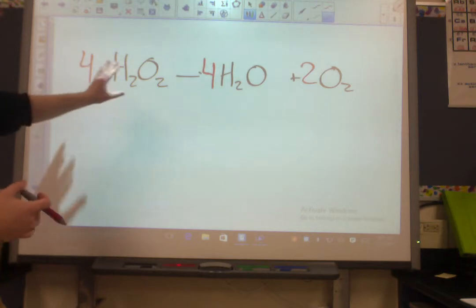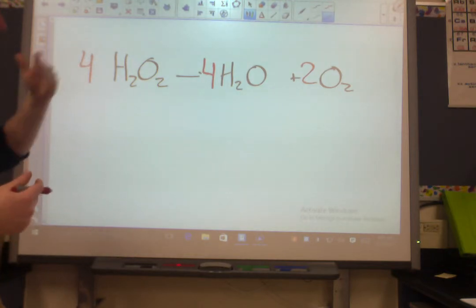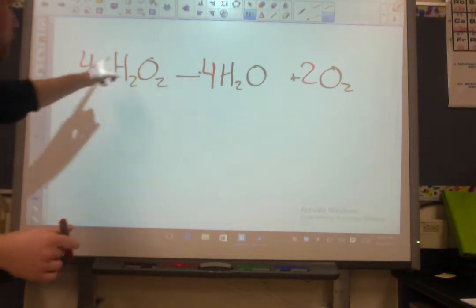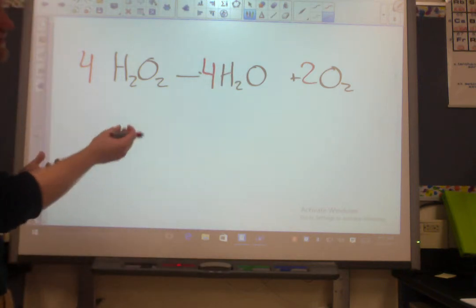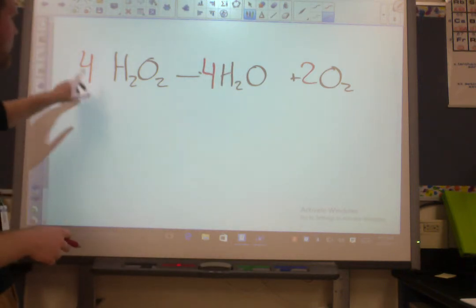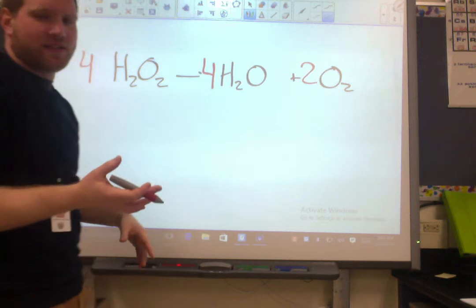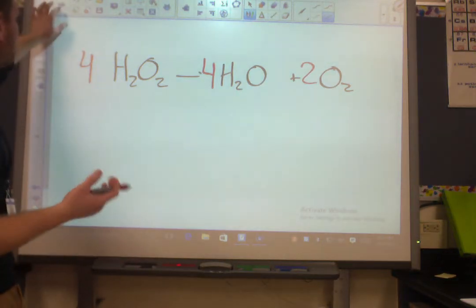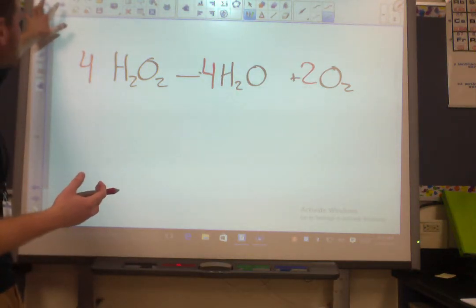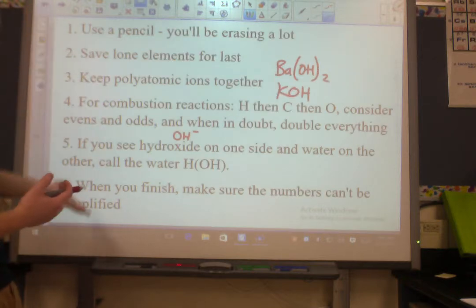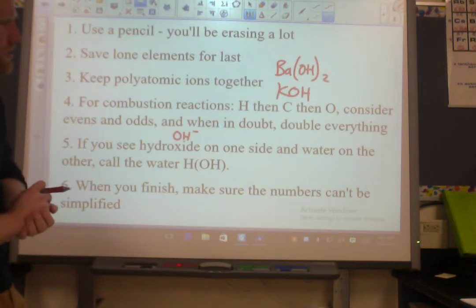So if you see the numbers and you notice that they can be simplified, you have to do that. So instead of 4, 4, and 2, you can recognize, oh, those are all even numbers. You can simplify that down to 2, 2, and 1. So that's the last step you always want to do. Consider if it can be simplified down. Okay? So these are my 6 tips for balancing equations.